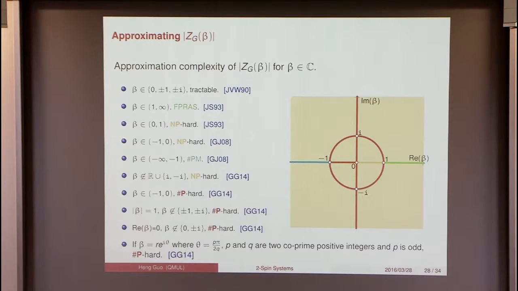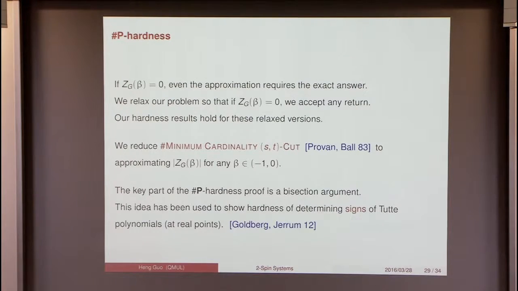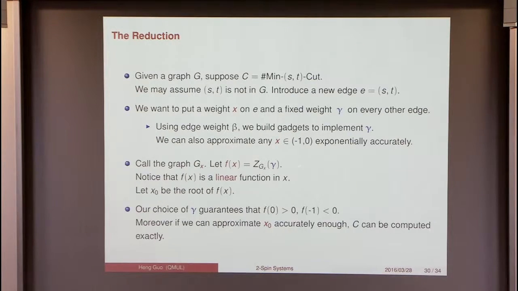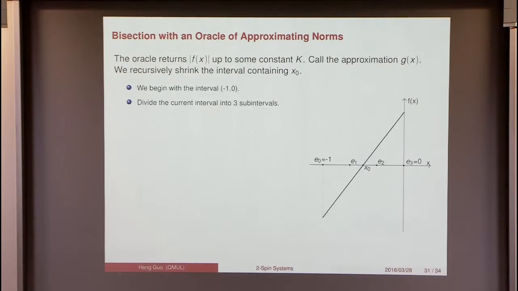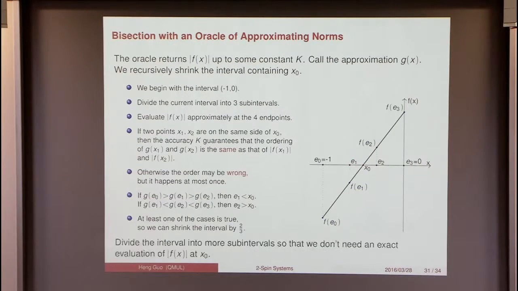So this is pretty much the picture, and I don't really have time to talk about the proof, so I'll briefly go through this. Basically, this is what I said. We want a relaxed version, and we reduce from a problem called minimum cardinality st-cut, which is shown to be #P-hard for Provan and Ball. And we use this sign hardness technique. The reduction is that we rewrite the partition function as a linear function in some variable x that we can tweak, and then we can do a bisection argument given the norm of the partition function. We can find out where the zero is, and using the zero we can find out the quantity we want to compute.